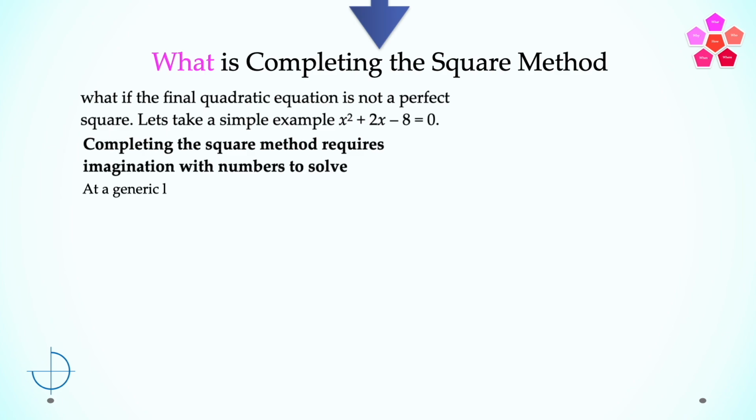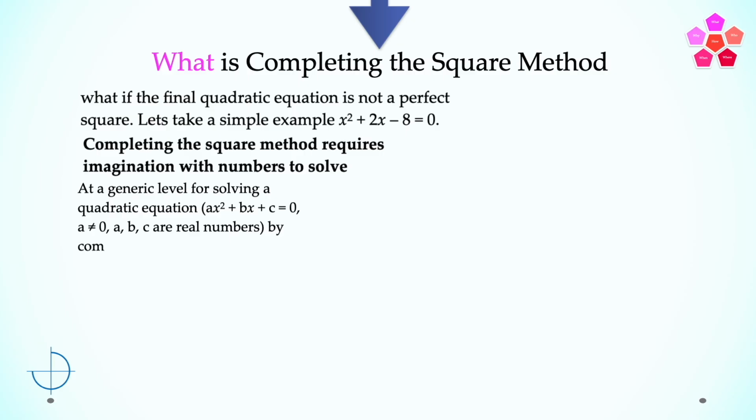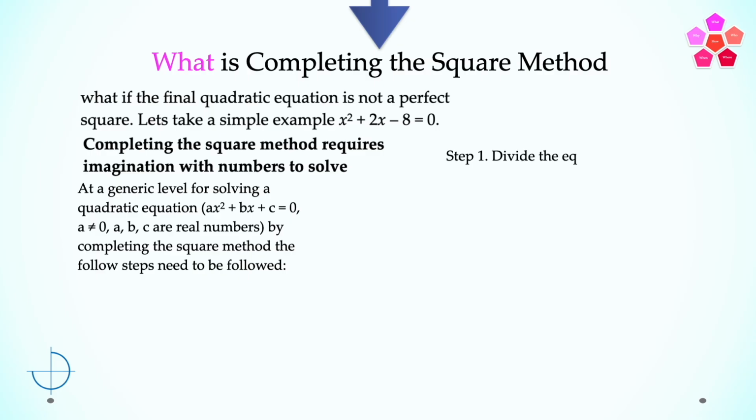At a generic level, for solving a quadratic equation, that is ax squared plus bx plus c is equal to 0, where a is not equal to 0, and a, b and c are real numbers, by the completing the square method, the following steps need to be followed. Step 1. Divide the equation by a, so we have x squared plus b by a into x plus c by a is equal to 0.